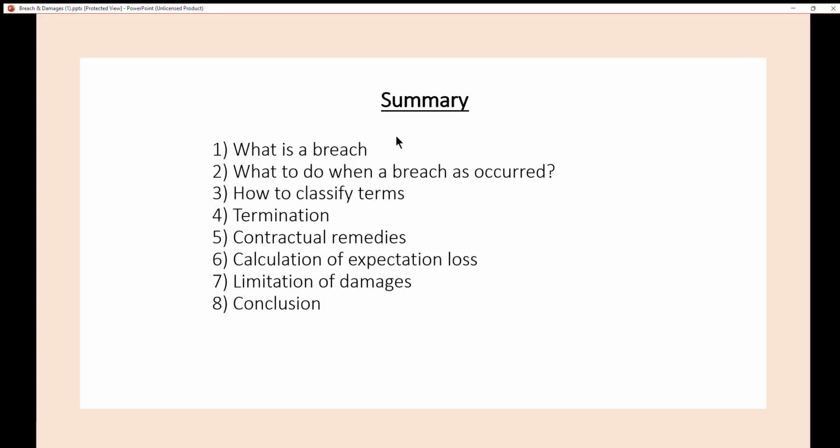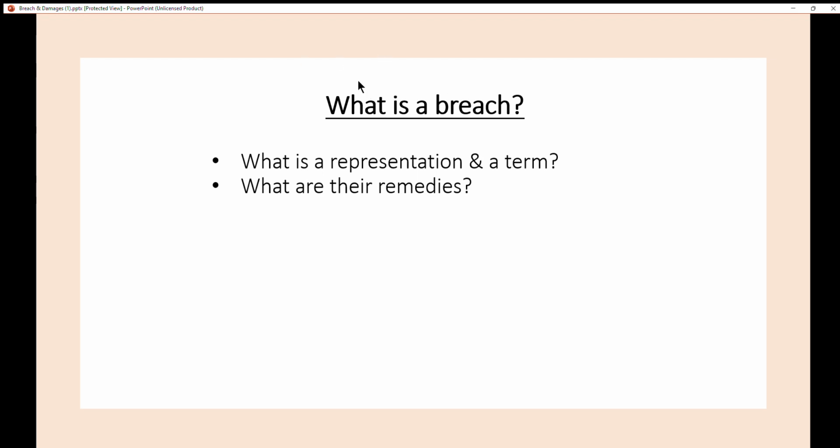So what is a breach? First, I'll cover what is a breach and what to do when it has occurred. What are the different types of terms? How can you terminate a contract? What are the remedies? And how do you calculate expectation loss? What are the limitations to claim damages? And conclude.